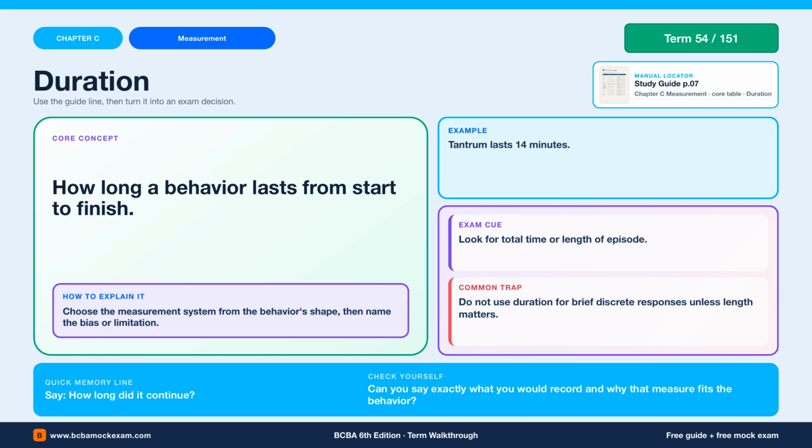Duration. Duration measures how long behavior lasts. For example, a tantrum lasts 7 minutes. The exam cue is behavior with meaningful length of occurrence. The trap is counting episodes when the real concern is time engaged in behavior. Memory line: Duration asks how long.